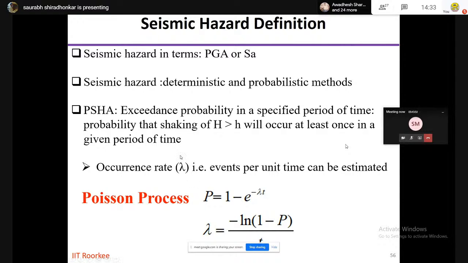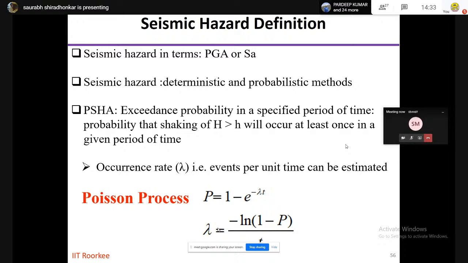So here lambda is the occurrence rate, which gives me the number of events per unit time. If I can say that the probability of a large earthquake happening is 2% in 50 years, then I can work out the lambda using this formula. So if my probability is 2%, which means my p-value is 0.02, and time is 50, the lambda value is 2.03 × 10^-3.